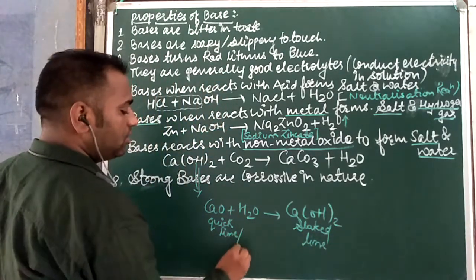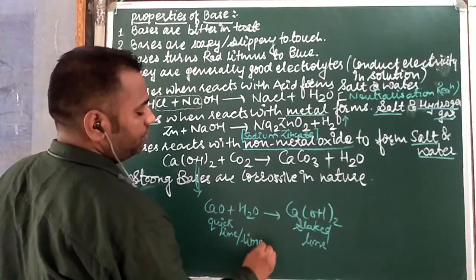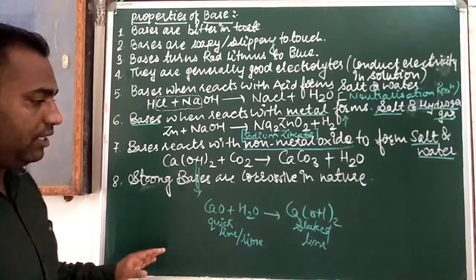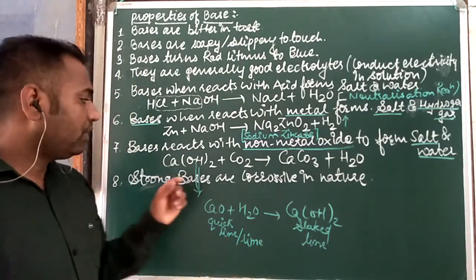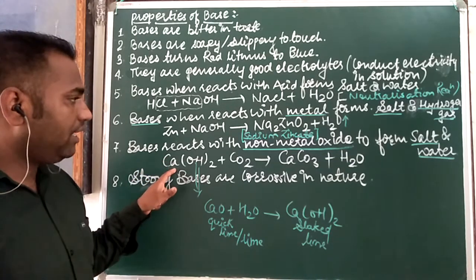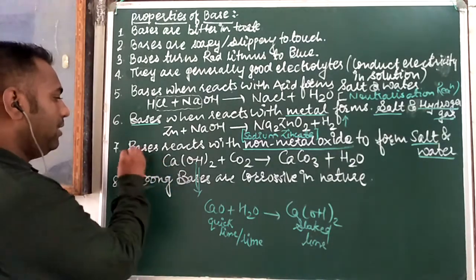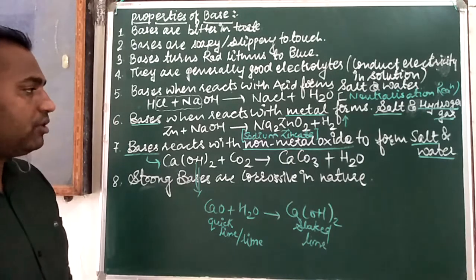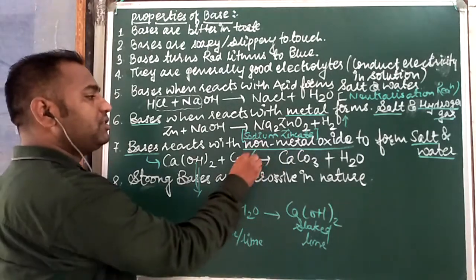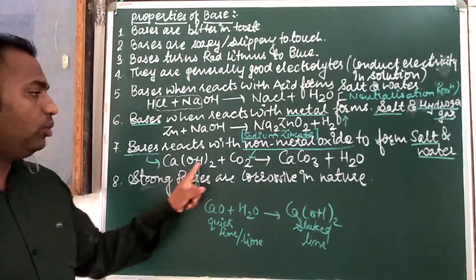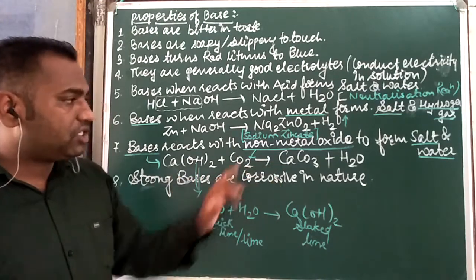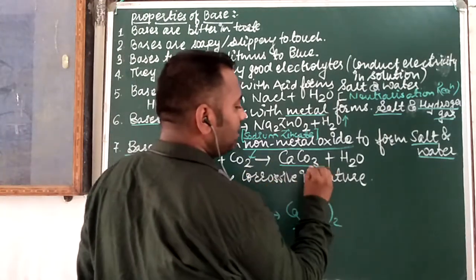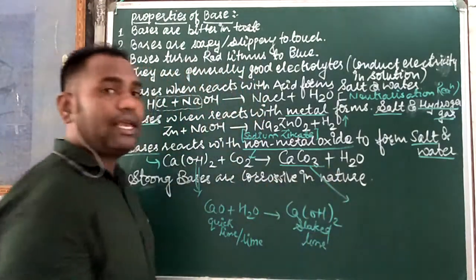So calcium hydroxide is a base, and non-metal oxide means CO2. When both react with each other, they form CaCO3. CaCO3 is calcium carbonate.